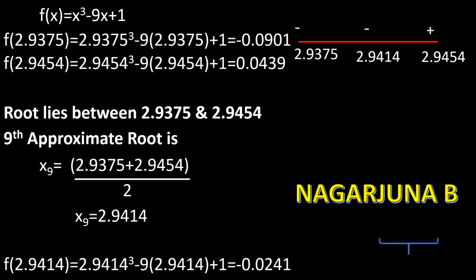Therefore, now the root lies between 2.9414 and 2.9454. Here you can observe up to 2 decimal places, that is after the decimal point 94 and again 94, so you have got up to 2 decimal places. That means after this step you can stop calculating. If they ask for 3 or 4 decimal places, again you need to continue the process.